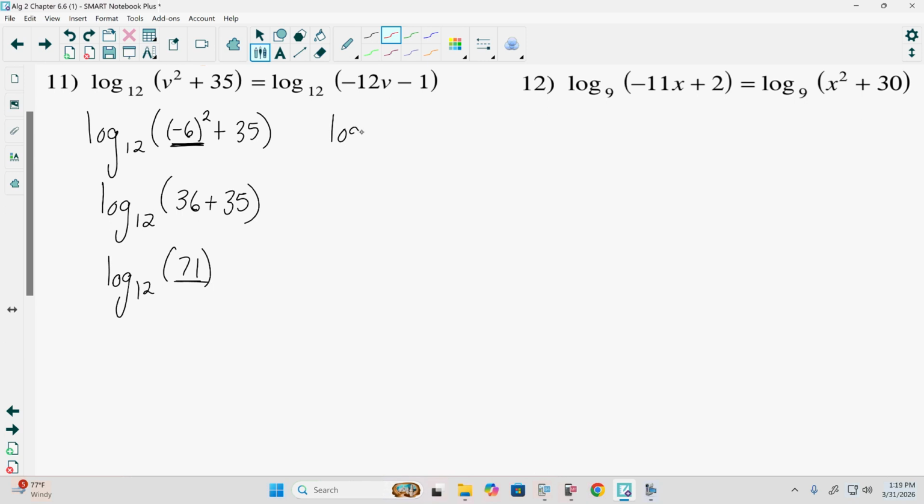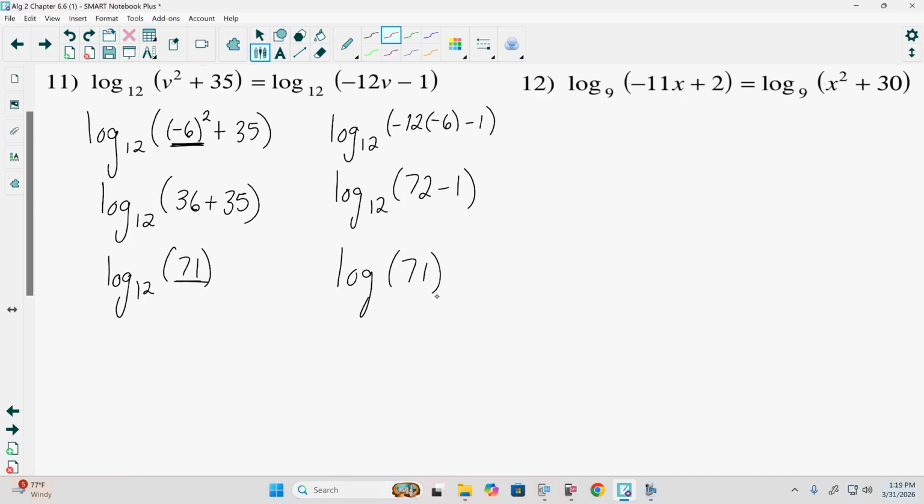We can check the other side. Negative 6 times negative 12, negative and negative make positive. 6 times 12 is 72. 72 minus 1 is 71. So these are indeed equal. This works.